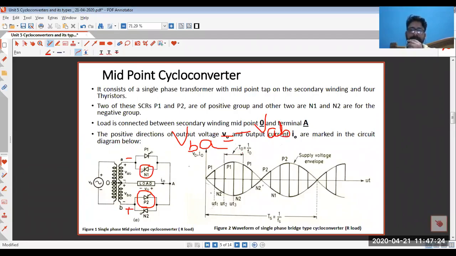So that is why this negative envelope and positive envelope has appeared here, right? It is clearly mentioned: supply voltage envelope. So this is an envelope, and it appears because of the VBA and VAB concept that we generally use in electrical systems, in network analysis, if you remember. So what will happen? Suppose at omega t equal to pi, you triggered P2.